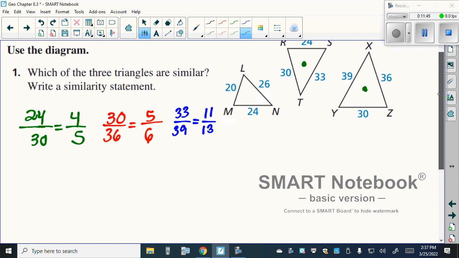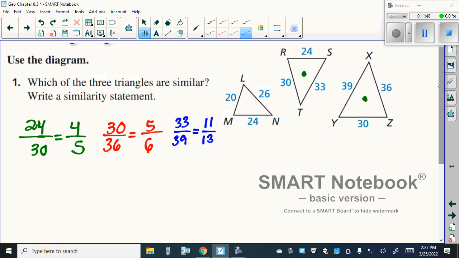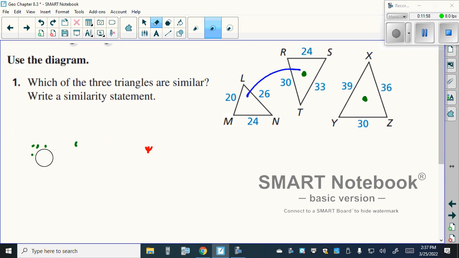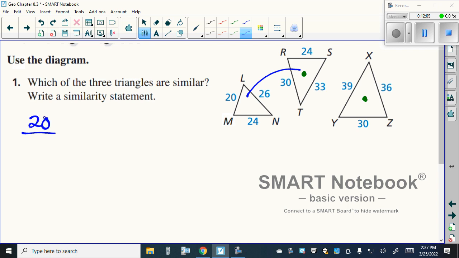Which two do we want to try next? LMN and RTS. We can try these two next. So if we look at these two here, we can do the smallest sides first. So the smallest side for LMN is 20, and the smallest for RST would be 24. And we can reduce 20 over 24 because they're both divisible by 4, to 5 over 6.